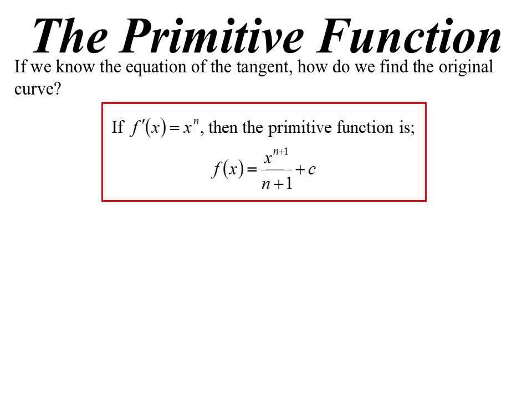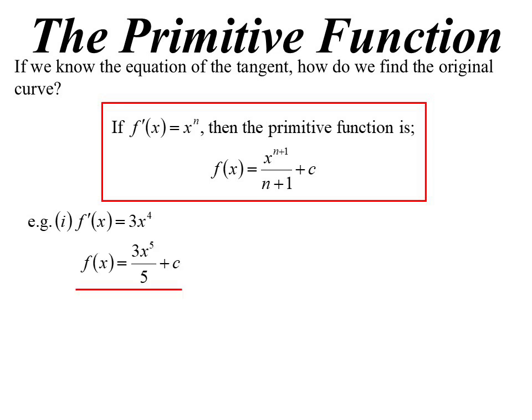To start off with, this is purely for polynomials, of course, x to the power of n, then the primitive function would become this. X to the n plus 1 over n plus 1, or the way I think about it is add 1 to the power over the power. So if I know the derivative is 3x to the power of 4, it must have come from add 1 to the power 5 over the power 5.